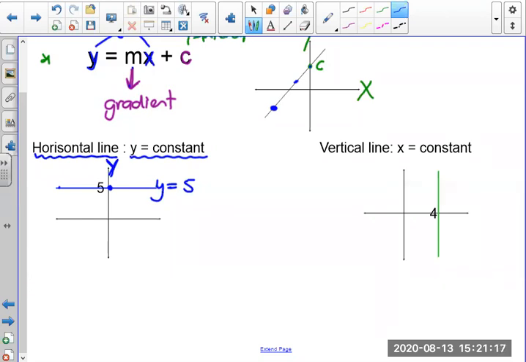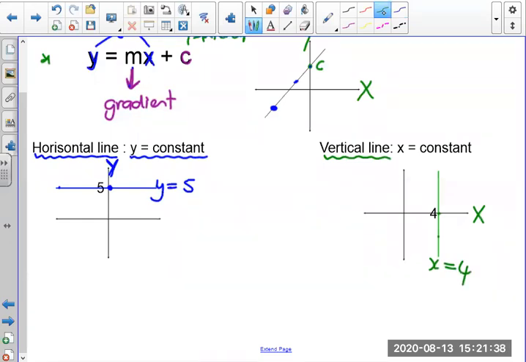And then the same for a vertical line. If I give you this green vertical line, and I say it's going through the x-axis at 4, what's the equation of that line? You don't calculate anything. You just say, this equation is x equals 4.